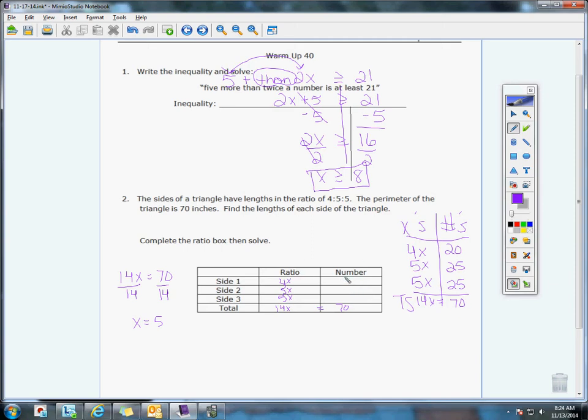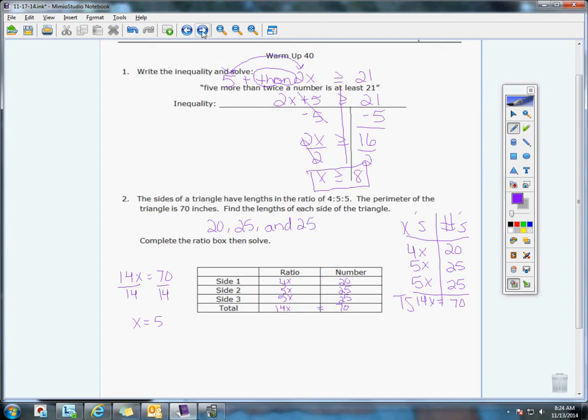Same thing here where it has your number. So we'll have 20, 25, and 25. So it says find the lengths of each side of the triangle. Our lengths would be 20, 25, and 25.